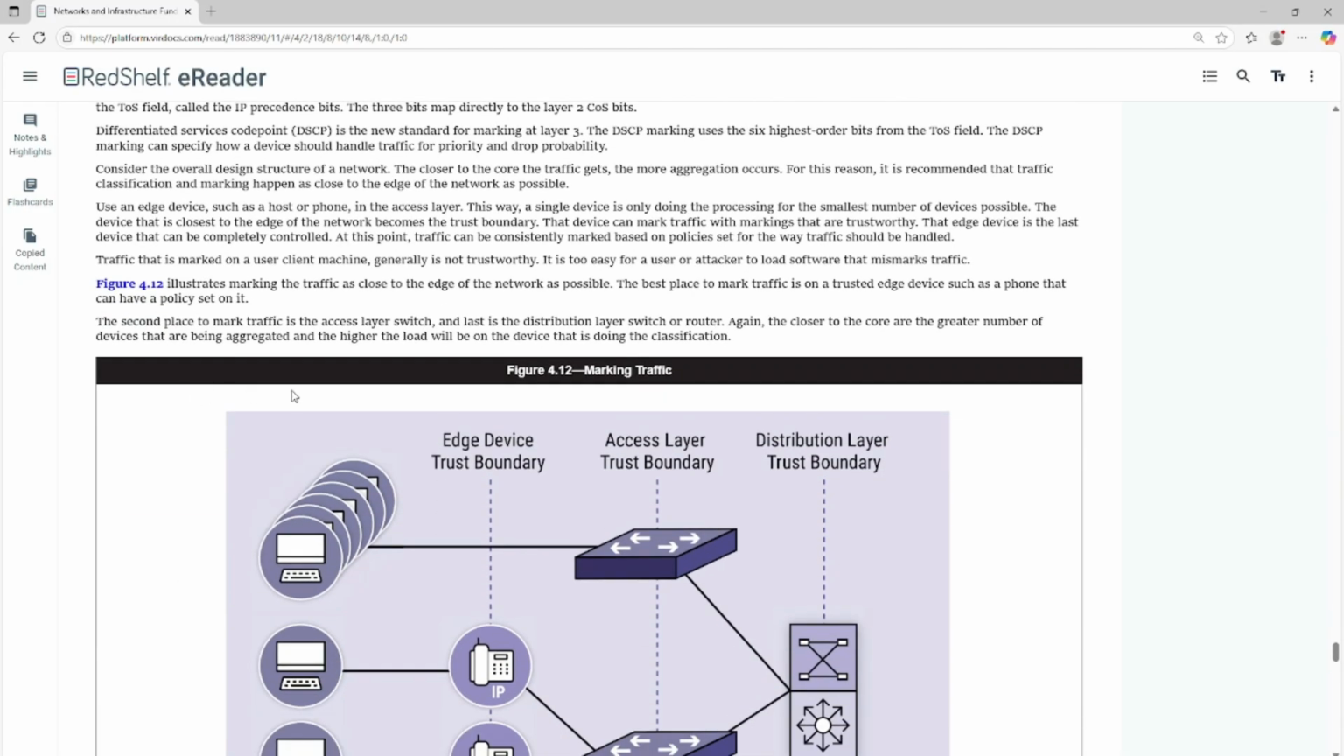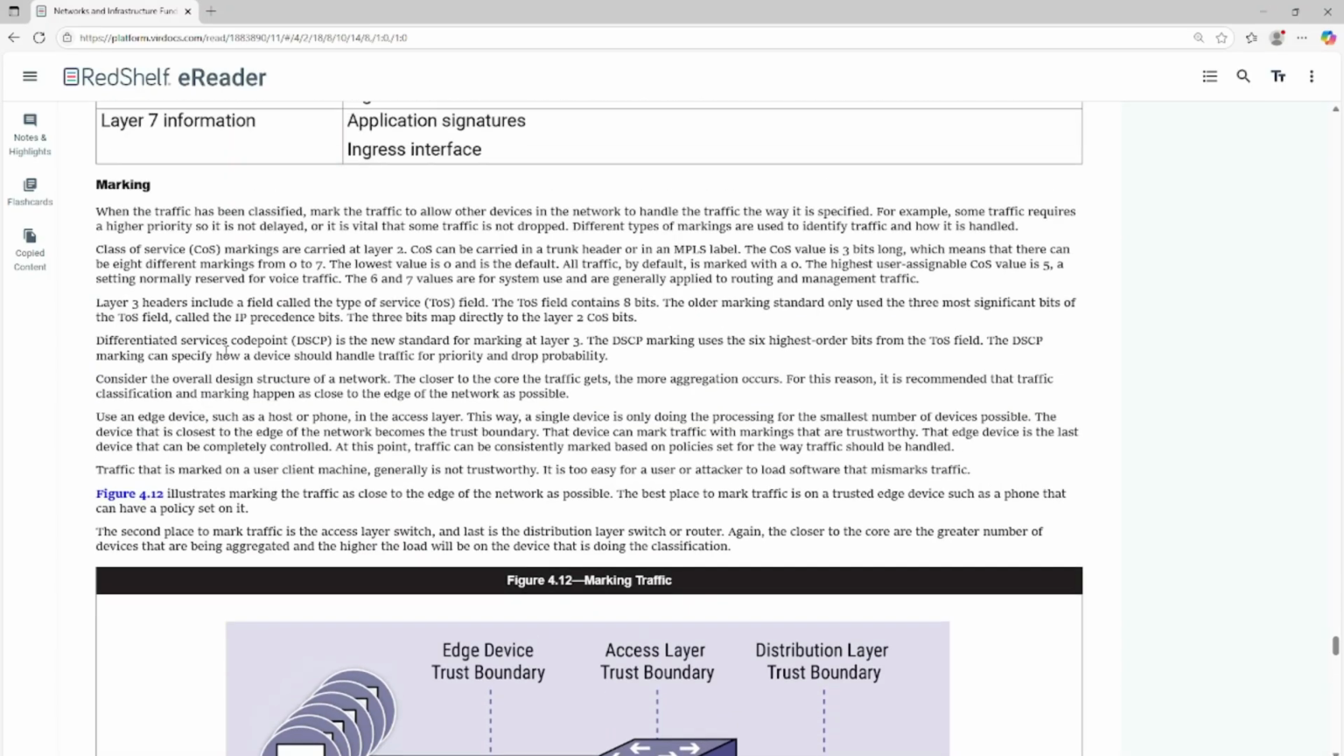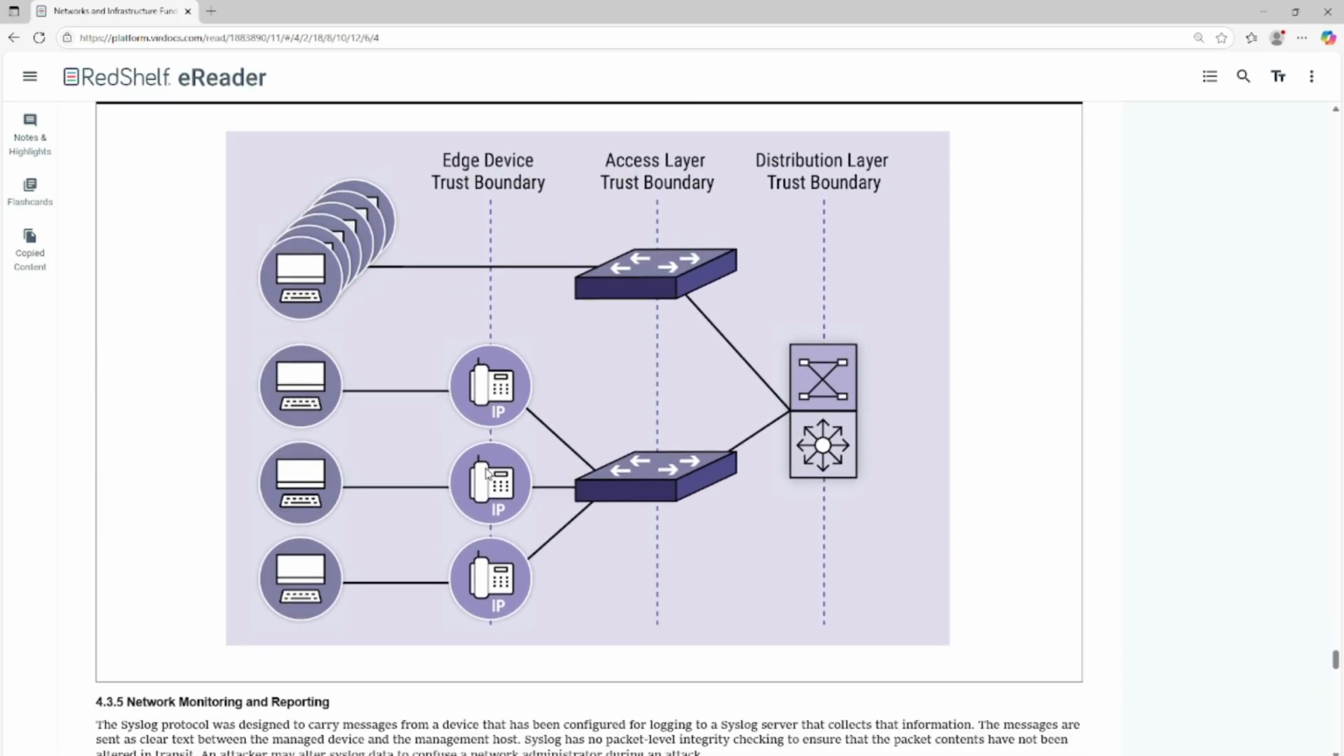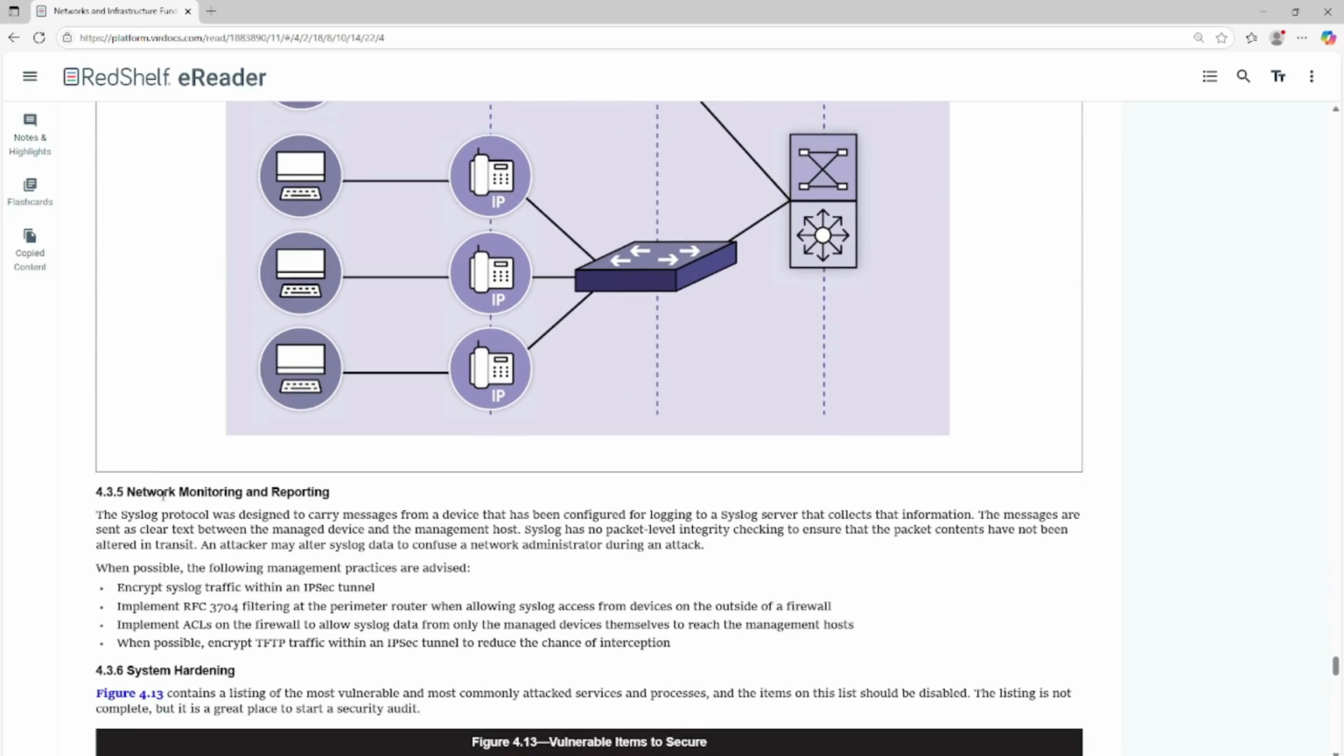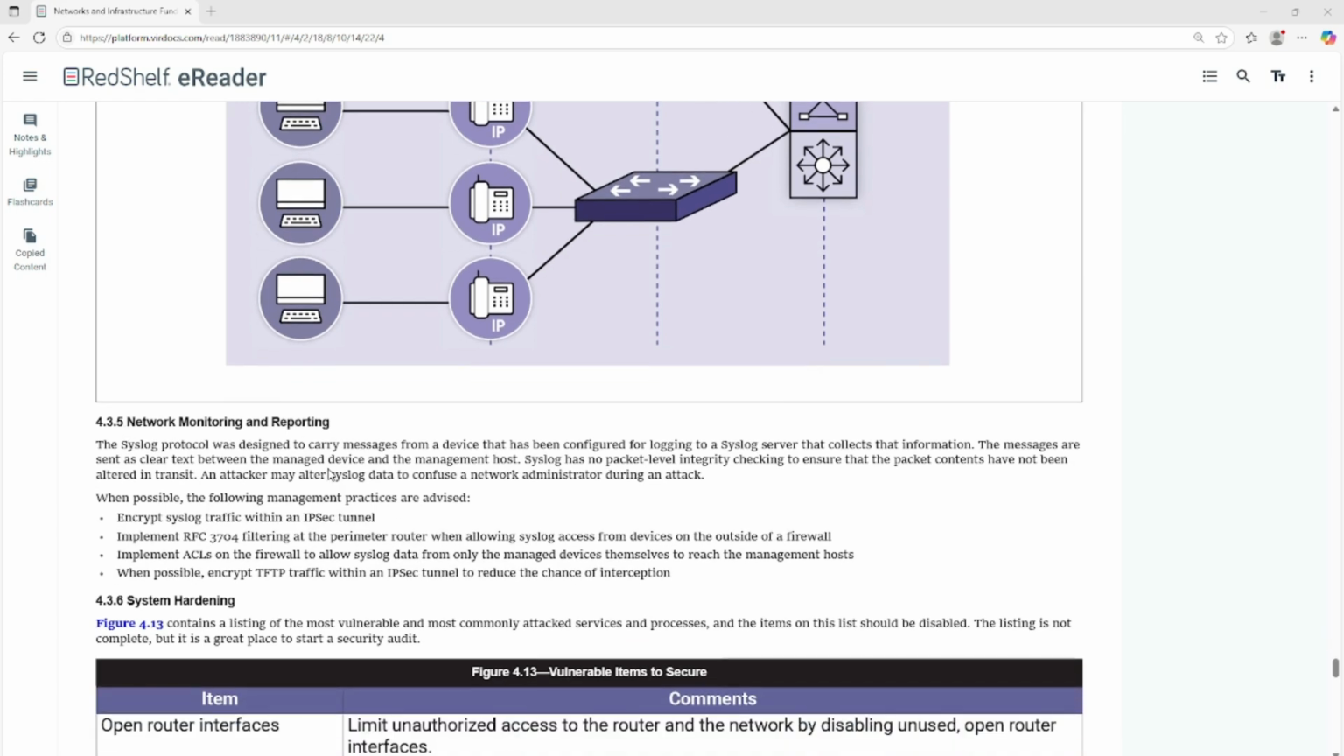4.12, marking traffic. So we've seen here that markings, when traffic has been classified, they mark the traffic to allow other devices in the network to handle the traffic the way it is specified. Yep. Network monitoring and reporting. Talk about the syslog protocol, right? It just logs data: when you access, what you did. Just giving information for accounting purposes, for auditing purposes. You can read that for better understanding.